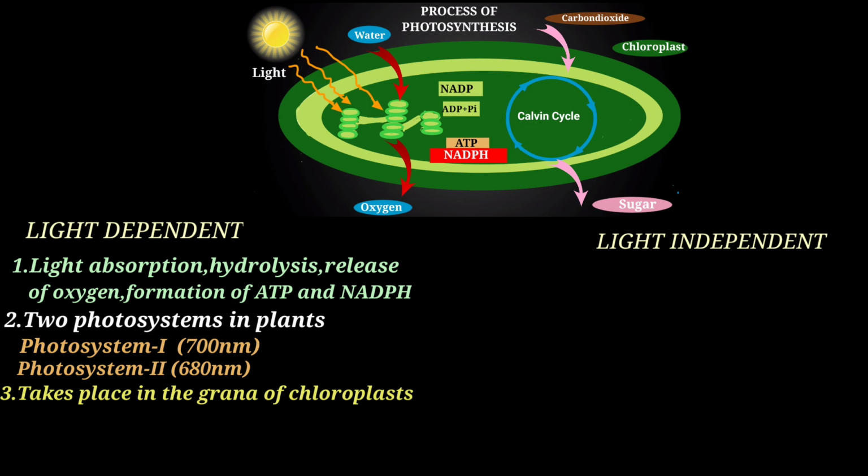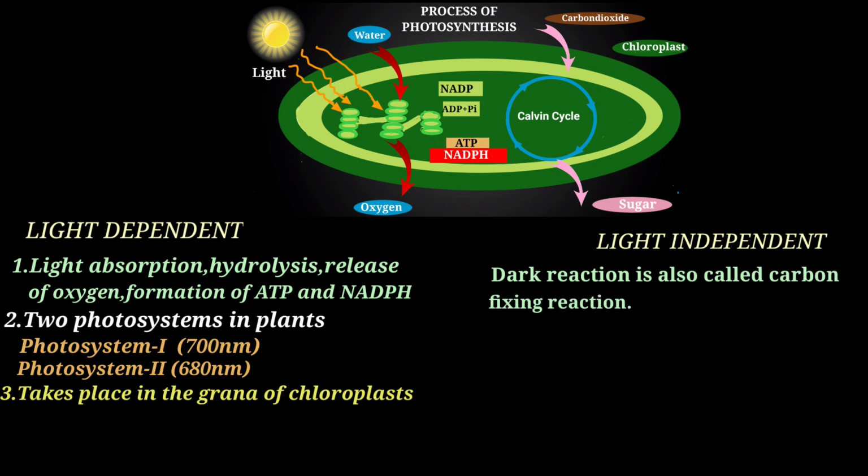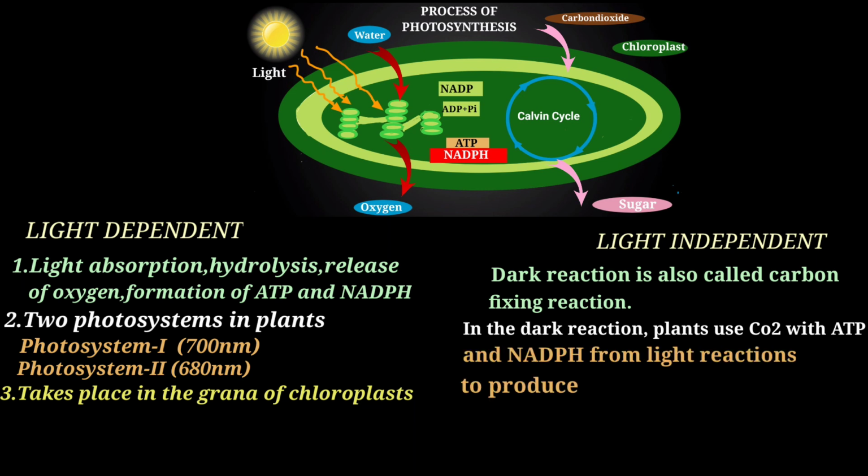Light independent or dark reaction. The dark reaction is also called the carbon fixing reaction. In the dark reaction, plants use carbon dioxide with ATP and NADPH from the light reactions to produce sugar. The dark reaction takes place in the stroma of the chloroplast. This completes an overview of photosynthesis.